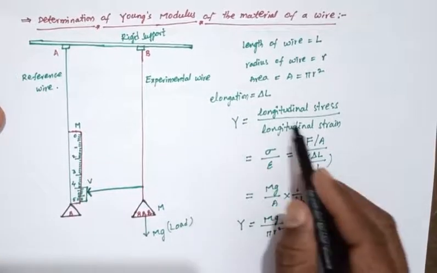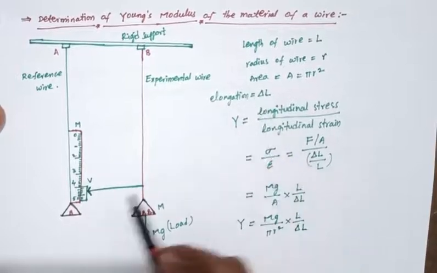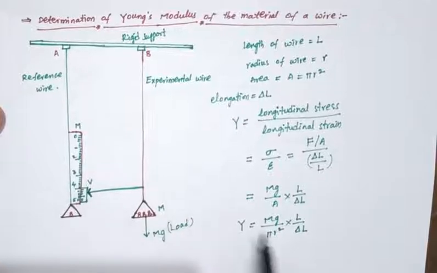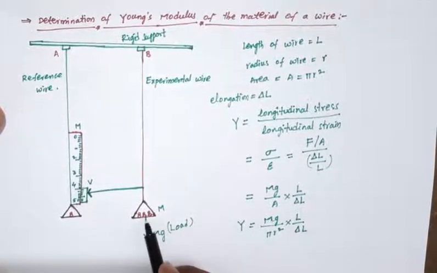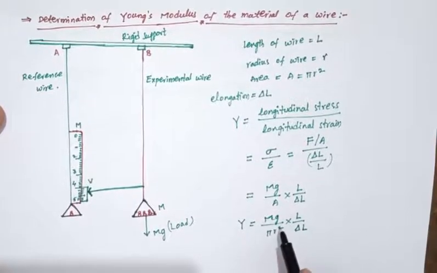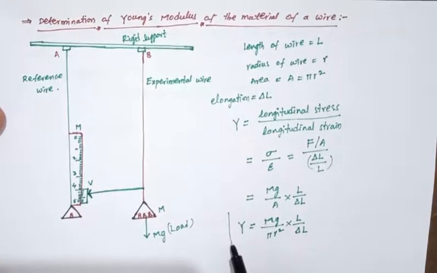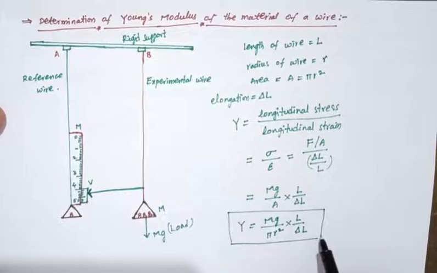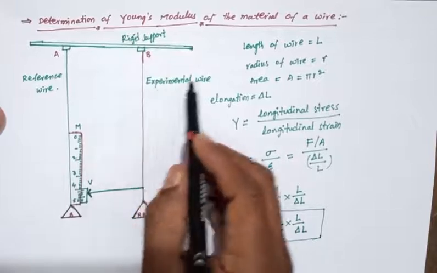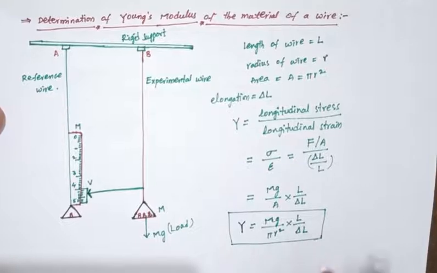Delta L is the elongation, the stretching or change in length, which we can find using the pointer and vernier scale. M is the mass of the load. The acceleration due to gravity is taken as 9.8 meter per second square. R is the radius. Using this equation we can determine the Young's modulus of the given experimental wire: Y equals mg by pi r square into L by delta L.